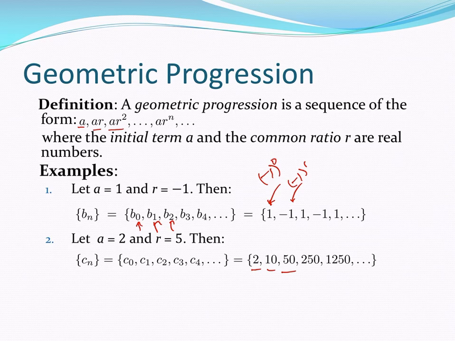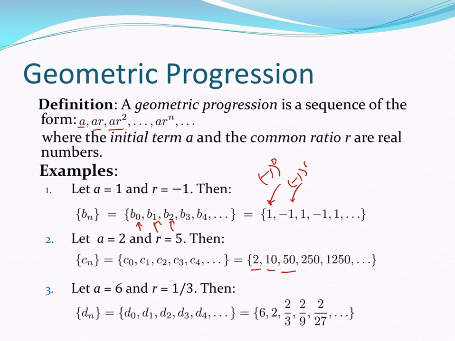And nothing says these have to be integers. These come from the real numbers. So here we'll have the common ratio be 1/3, the initial term be 6. So again, our from set will be the non-negative integers. 6 times 1/3 to the 0 is 6. 6 times 1/3 to the 1 is 2. 6 times 1/9 is 2/3, and so forth. And that's geometric progression.